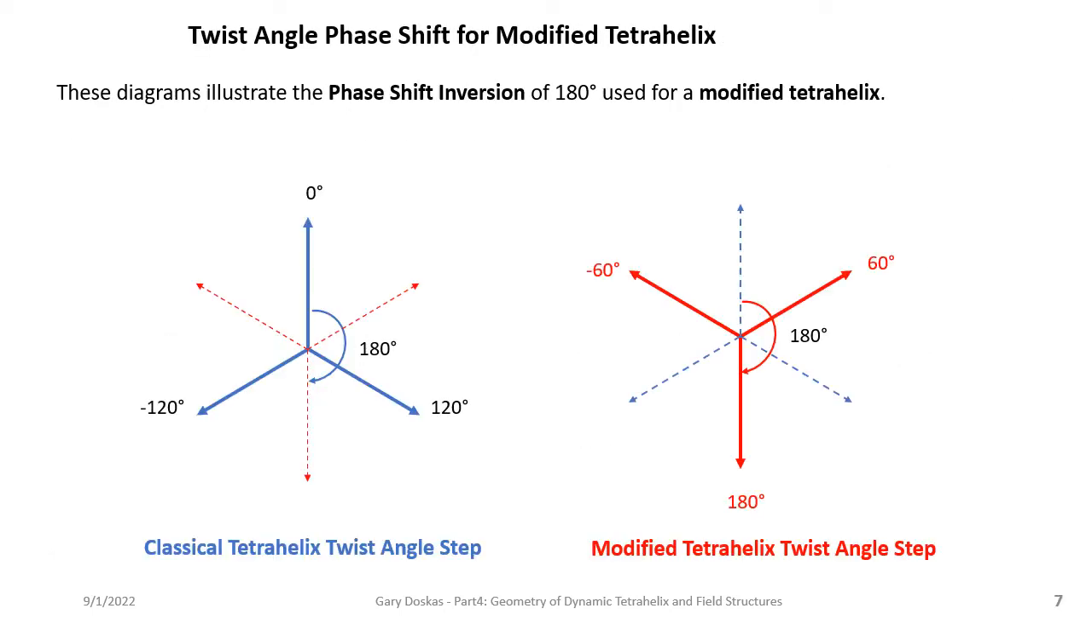Twist angle phase shift inversion for modified tetrahelix. These diagrams illustrate the phase shift inversion of 180 degrees used for a modified tetrahelix. The diagram in blue shows the twist angles used in a classical tetrahelix. The diagram in red shows the twist angles used in a modified tetrahelix, which is the result of the 180 degrees phase shift.